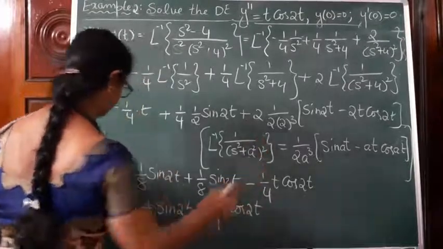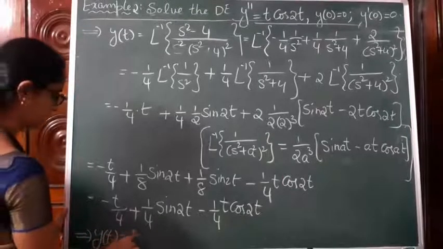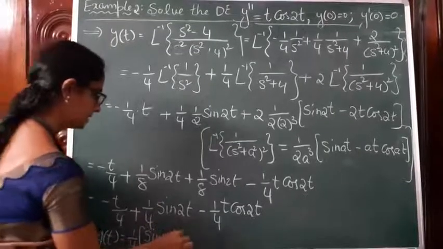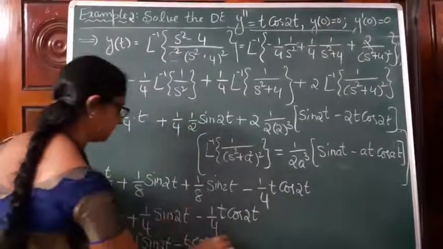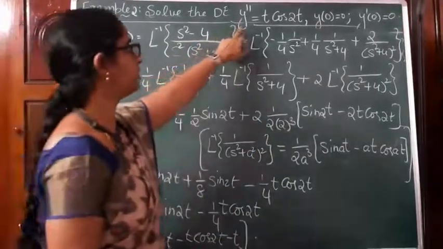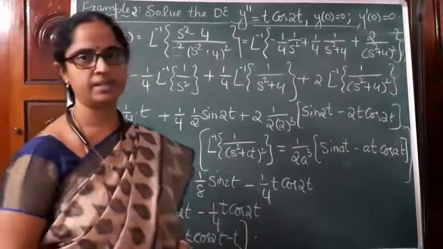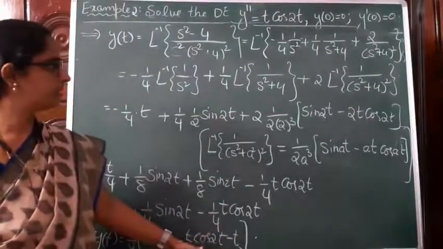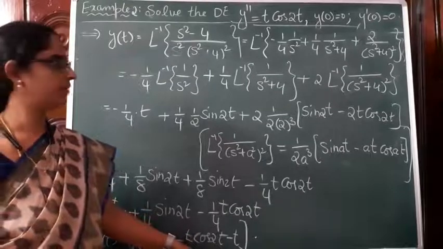This is y of t. Therefore, the solution for the given differential equation is 1/4 times (sin 2t − t cos 2t) − t. This is the solution of the differential equation y'' = t cos 2t with the initial conditions y(0) = 0 and y'(0) = 0. So I hope you understood this method of applying the Laplace transform technique to solve differential equations. Thank you for watching this video.